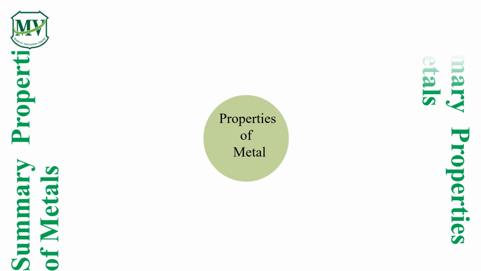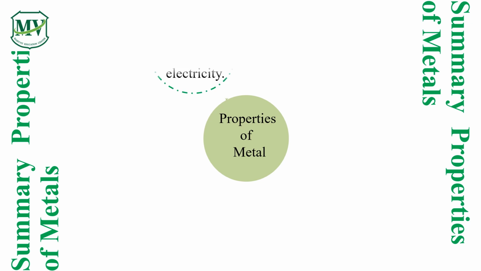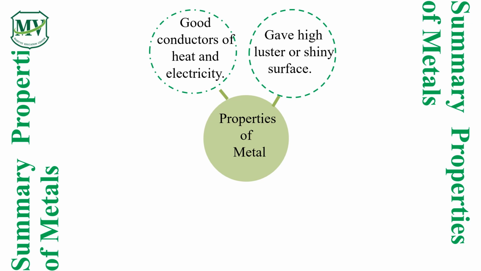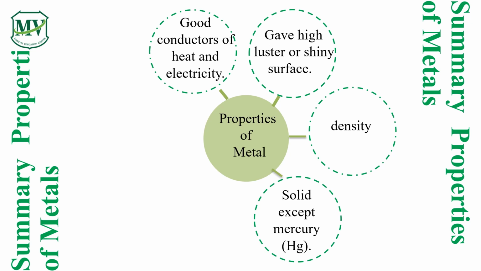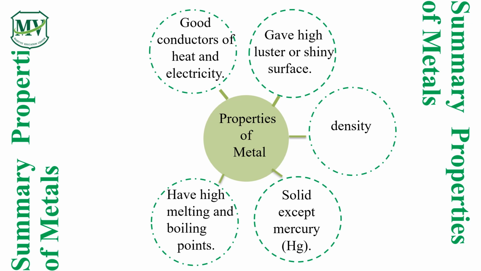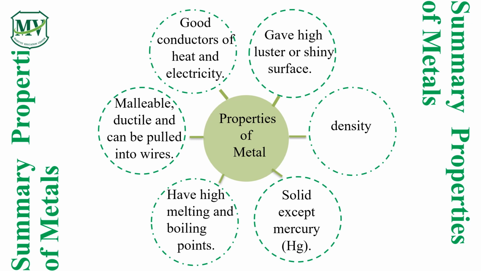Let's summarize the properties of metals. Here we go. The properties of metals are: number one, good conductors of heat and electricity; number two, luster; number three, density; number four, solid at room temperature, that's except mercury; number five, have high melting and boiling point; number six, malleability; and number seven, ductility.